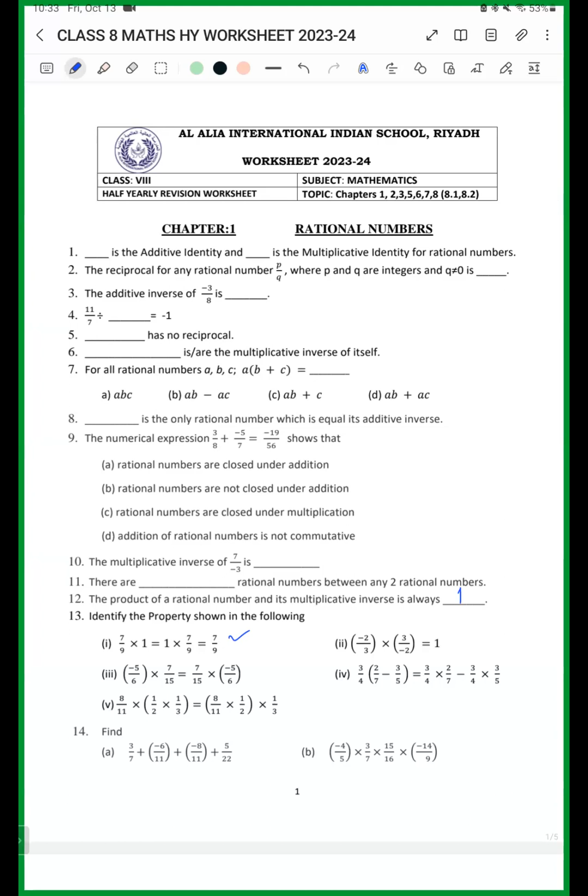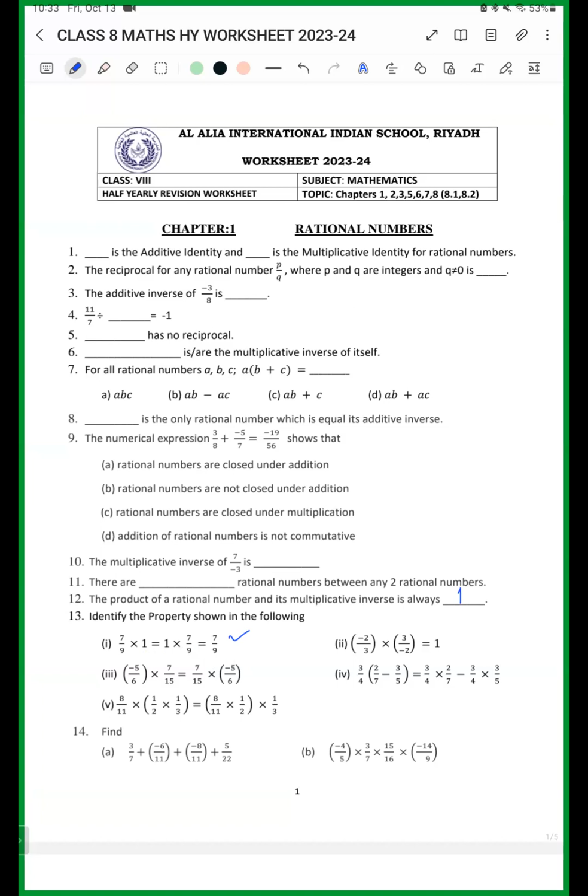The third one is associative property. But it's not associative. It is commutative. This is commutative, because what they are doing here is, it's basically saying this is A into B and this is B into A. So A into B is equal to B into A. This is the commutative property. Associative property comes when there are 3 numbers involved.